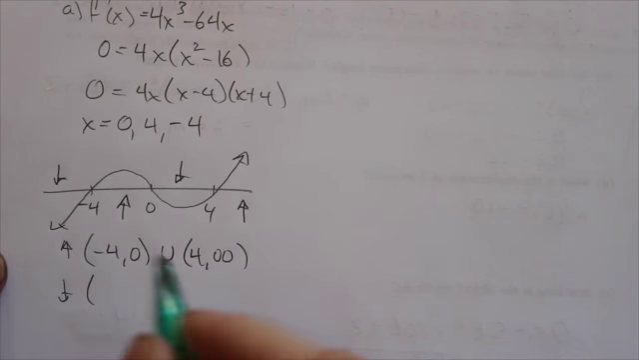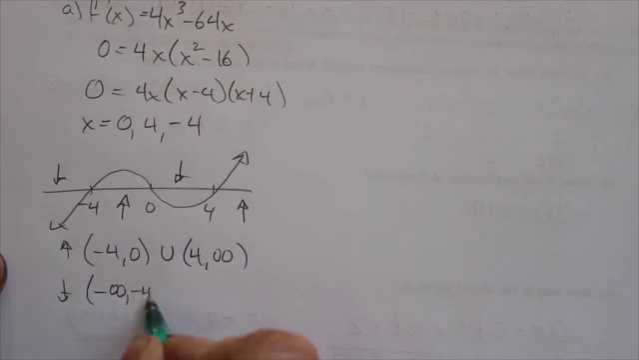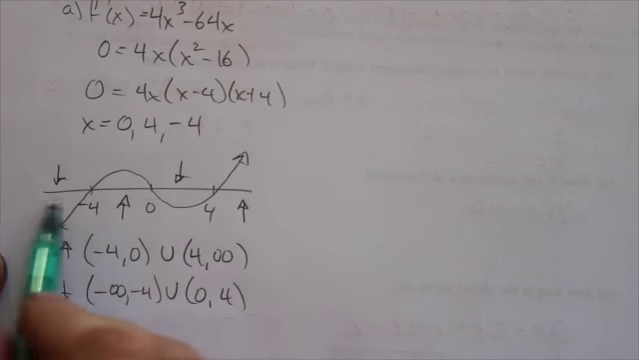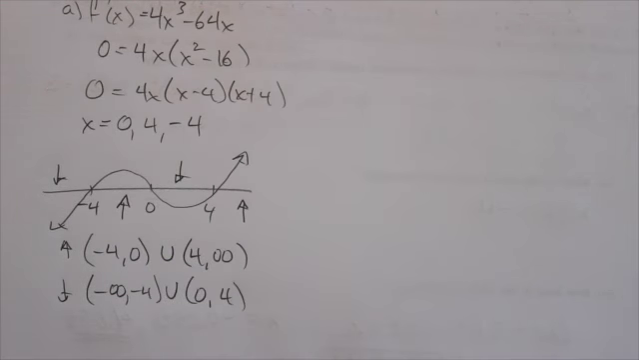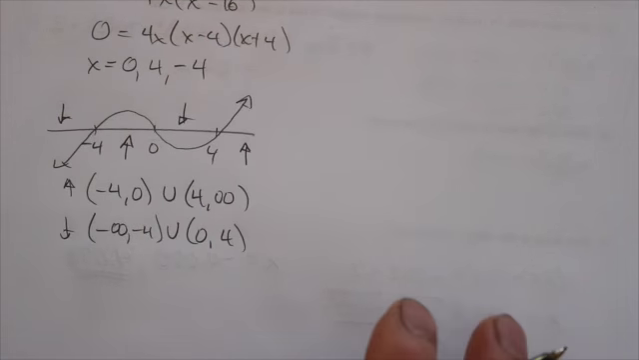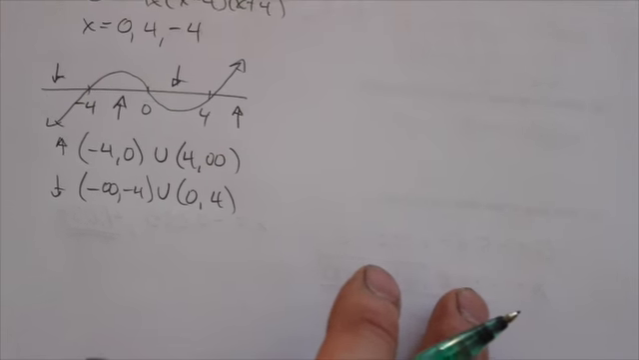And it's decreasing on the interval negative infinity to negative 4, union 0 to 4, and I can see that from my little graph here, where the derivative is negative, meaning that the function will be decreasing.